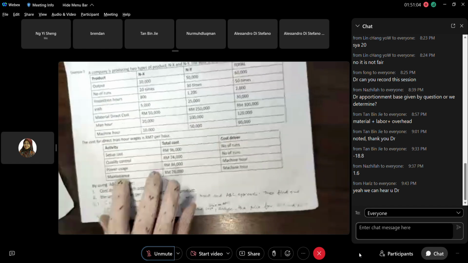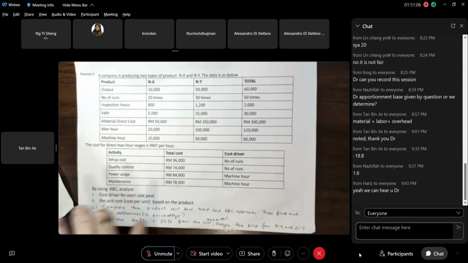Doctor, this question doesn't have the labor cost. Labor. Ada man hour tu. Labor lah. Okay, tricky man hour. What is the tricky? Previously, we put it as man hour per unit, but now it is man hour. Doctor, the man hour, the 2000 is in RM. Yes, it is in RM. 20,000. Okay. Thank you, Doctor.